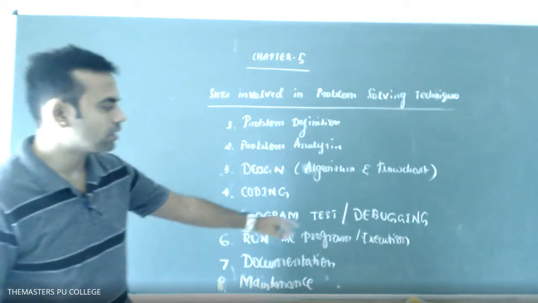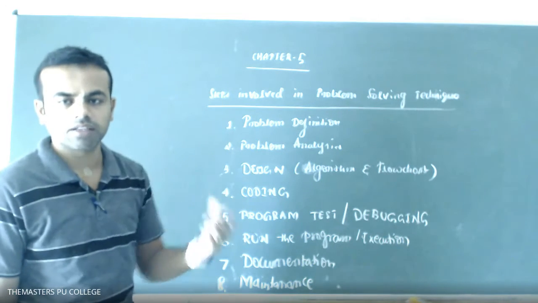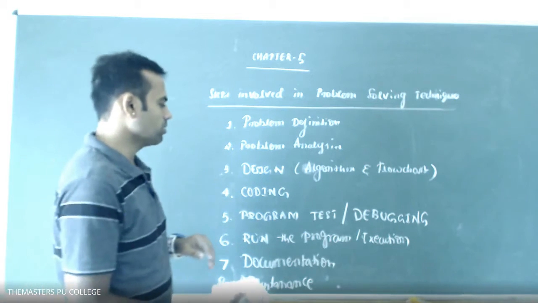Okay, so debug means finding the errors in the code. If there are any errors in the code we have written, identifying them is what we call program testing and debugging. Okay, so is that clear?